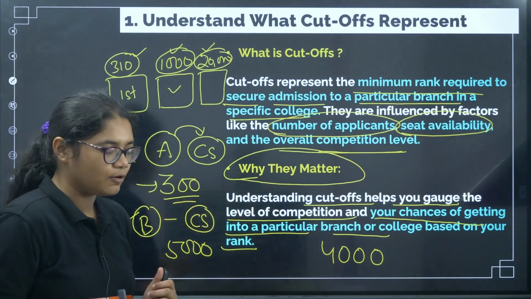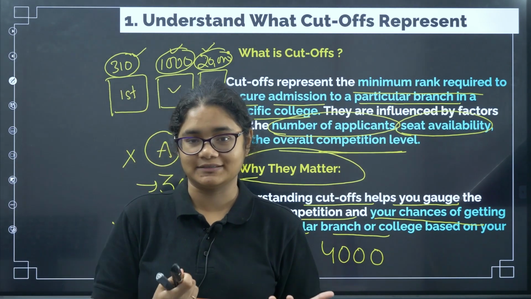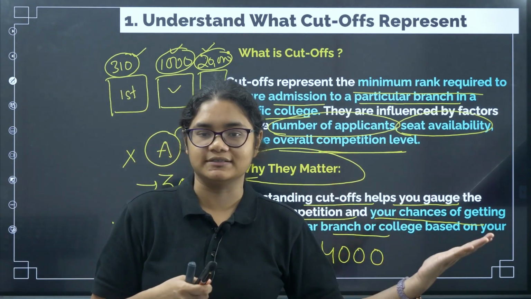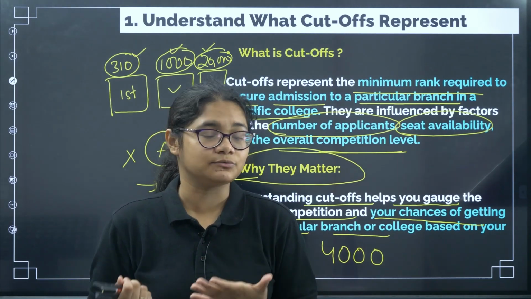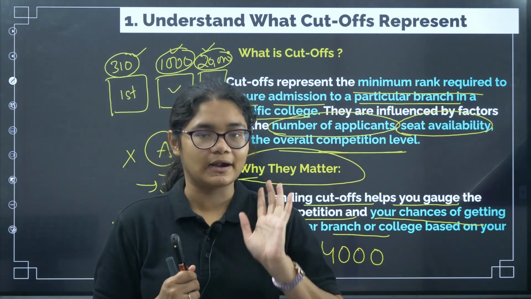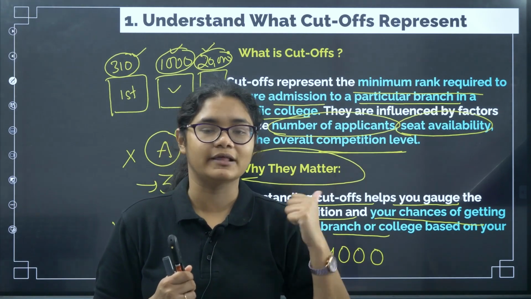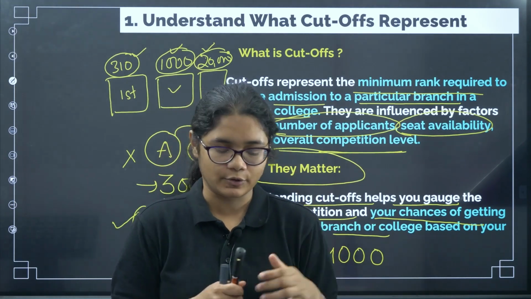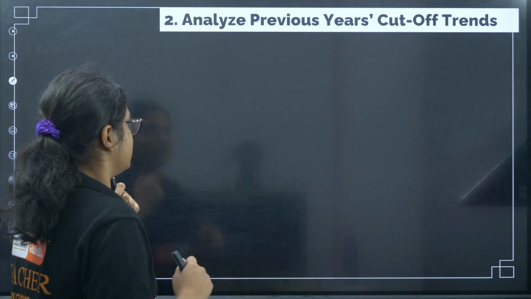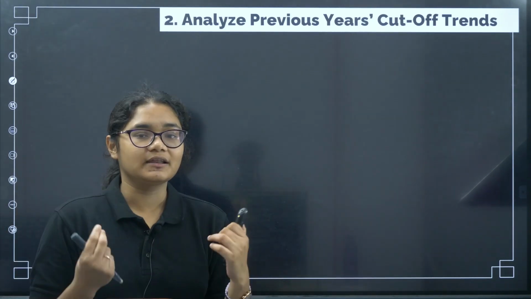So that is how, based on cutoff, we have to decide which colleges and which courses we are eligible for, and which we are not eligible for. That is why cutoff is the most important tool that helps you segregate the colleges where you are eligible. Now coming to the second thing: analyze the previous year cutoff trends.